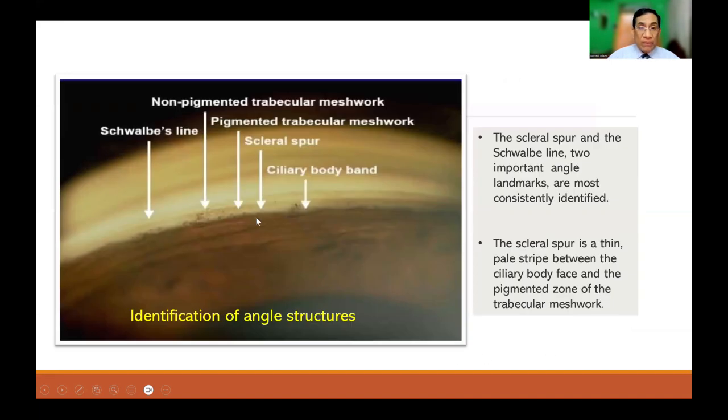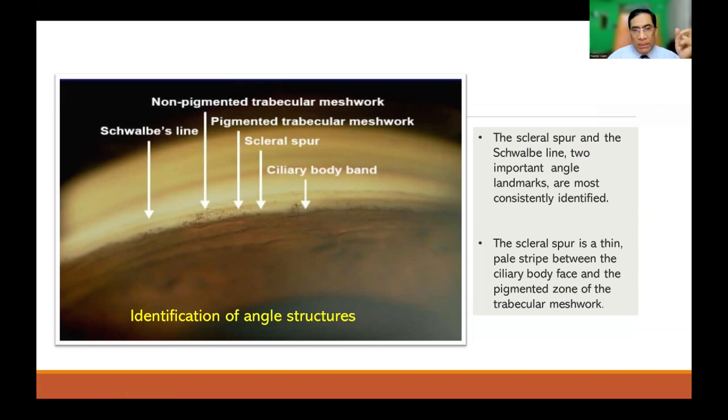So in the real eye, it looks like this. Before going to real life, let me show the picture. First of all, you try to find Schwalbe's line by making the corneal wedge. Just behind it is the non-pigmented trabecular meshwork, then the pigmented trabecular meshwork, then the scleral spur, then the ciliary body band. And if you go from the iris to the cornea, you start with the ciliary body band, then the scleral spur, then the pigmented part of the TM, then the non-pigmented part of the TM, then Schwalbe's line. So these are the four structures.